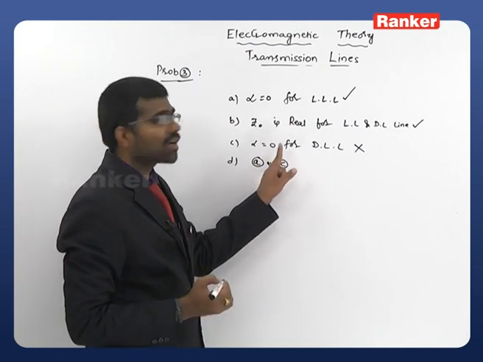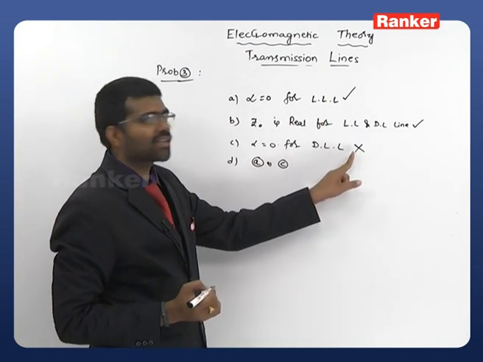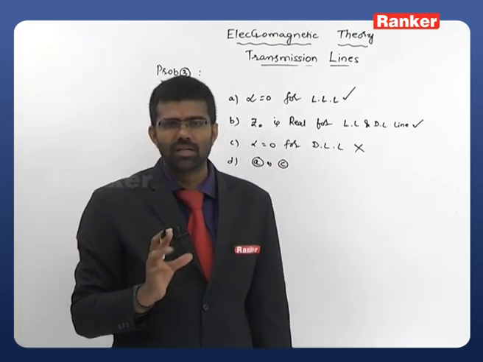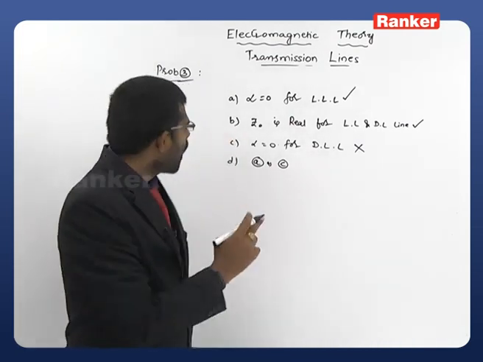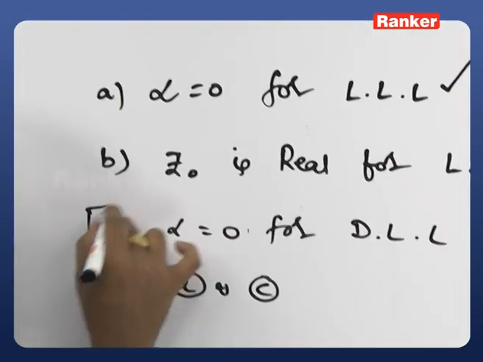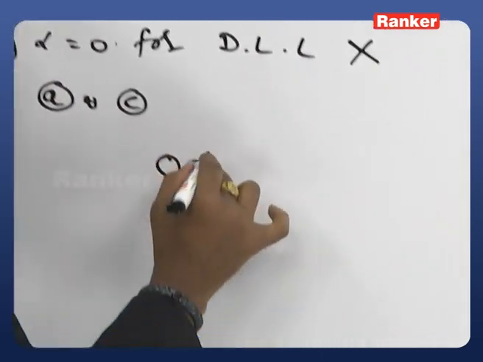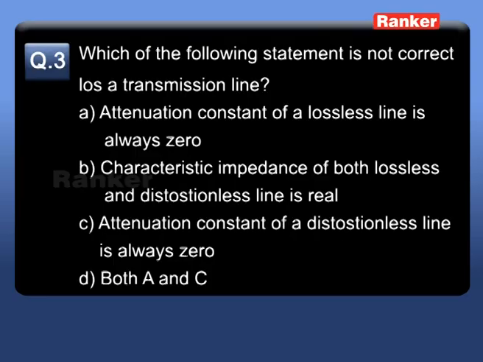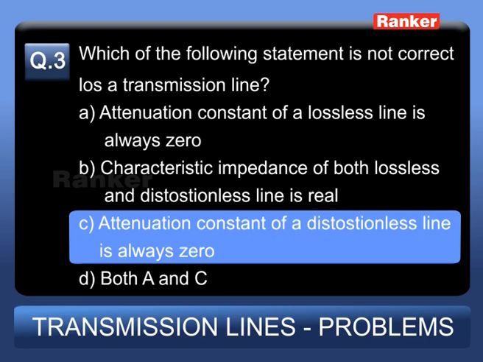Option A and C both are not correct. This is correct and this is not correct. And what he asked is to identify the wrong statement, that among these four, option C is the wrong statement. So here you are supposed to identify the answer as option C. As this is the wrong one, option C is the correct answer.